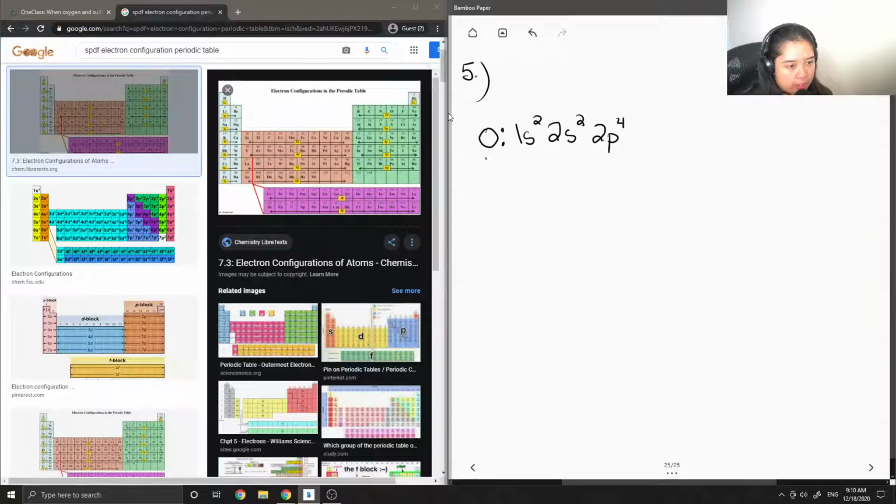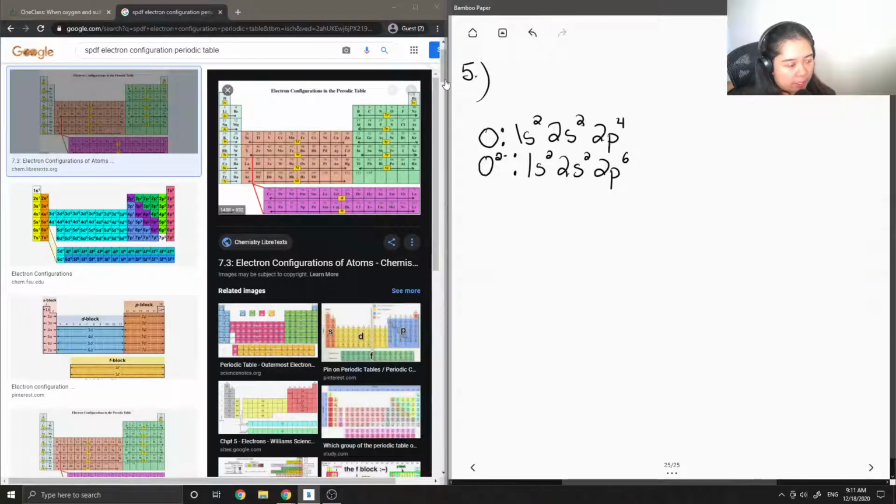So when oxygen becomes an ion and it has a 2- charge, what this also means is that it gained 2 electrons. Because it gained 2 electrons, its electron configuration will also change, and we are going to add 2 electrons to the 2p orbital that we ended at. So now our new electron configuration is 1s2, 2s2, and then 2p6.